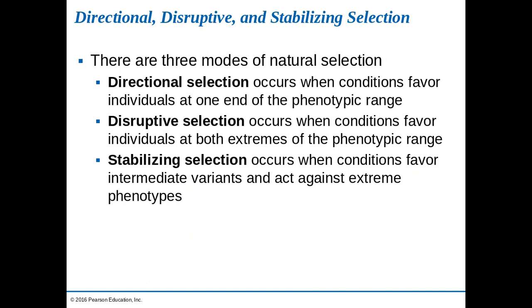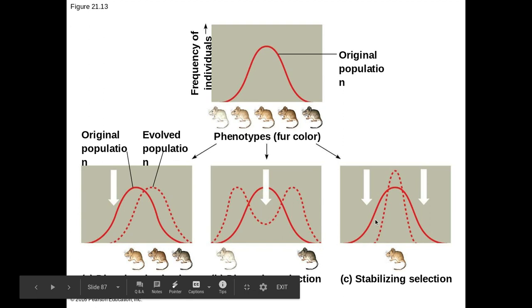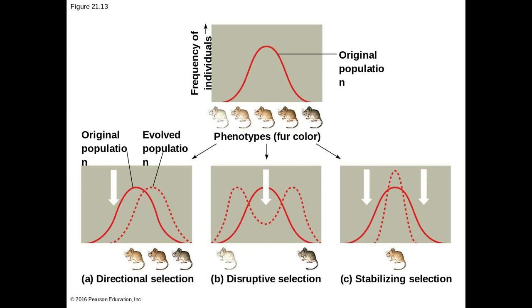And this occurs when the conditions favor the intermediate and act against the extreme. So stabilizing is kind of the opposite of disruptive. So in stabilizing, we're going to get rid of these extreme ones, no darks, no lights, and go for the middle. And that would be the most successful. So those are kind of the three ways natural selection can evolve in a population.